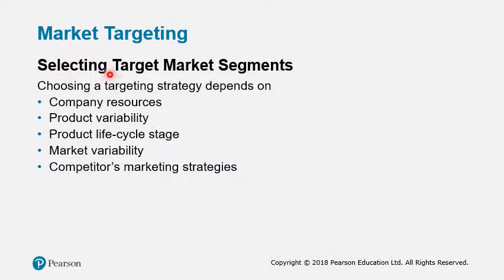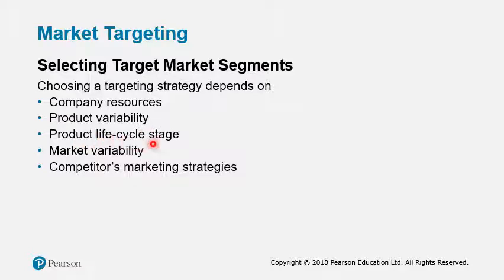Okay, moving on in market targeting, selecting the target market segment. Choosing a targeting strategy will depend on the company resources. If you have many resources, perhaps you can do differentiated marketing, so different products for different types of people. Product variability: how many varieties you can offer to the customers.